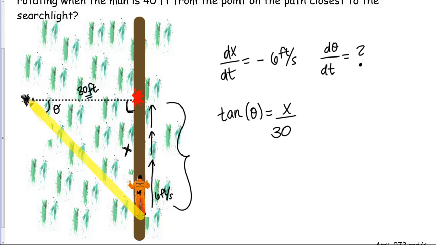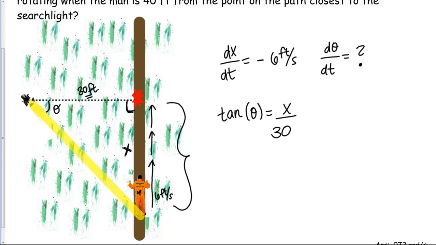Before I proceed with the next step, I want to make sure that I've eliminated any variables from my equation that aren't changing with time. In other words, I want all the variables in my equation to actually be variables. So theta is a variable, right? The spotlight's rotating, so that angle is changing with time. And x is a variable. The distance the convict is from my red star is changing. So I'm good. Both of my variables are actually variables.